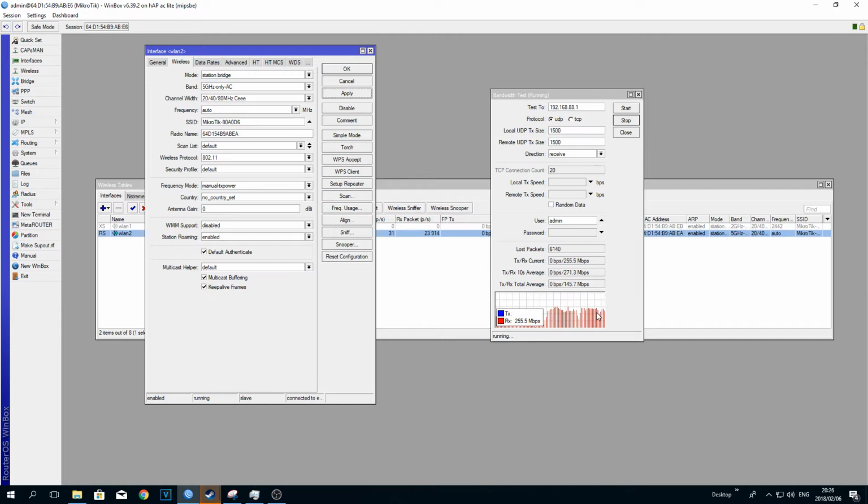And yeah, guys, that's the history of the 5 gigahertz standard. In my next video, I'm going to do the 2 gigahertz and see where that started off. Unfortunately, I cannot test 2 gigahertz at the AC standard, but I can do up to N.